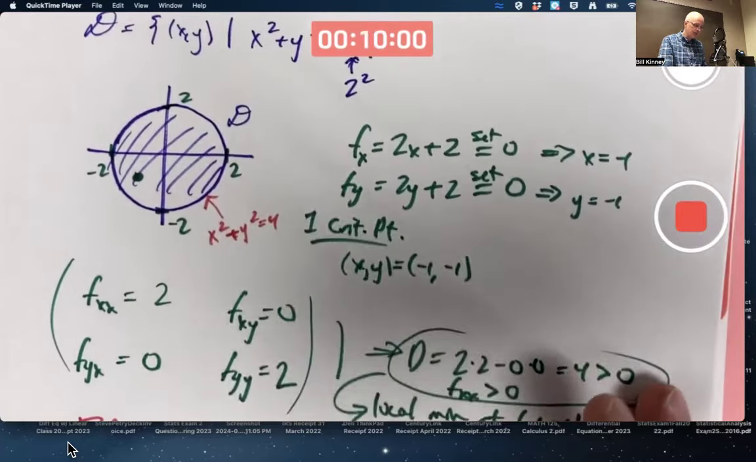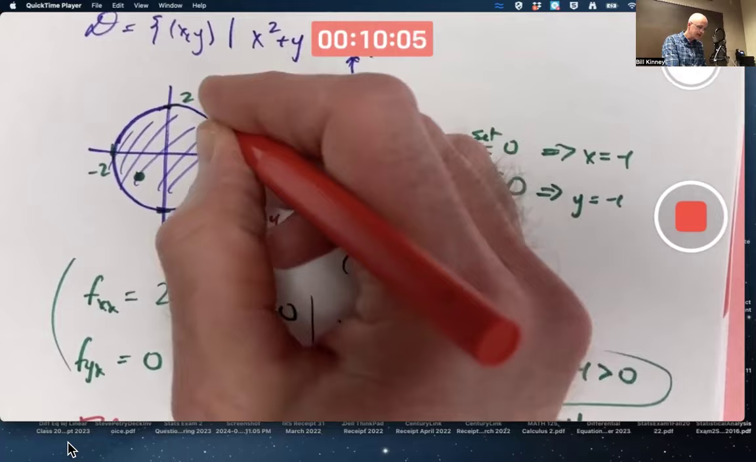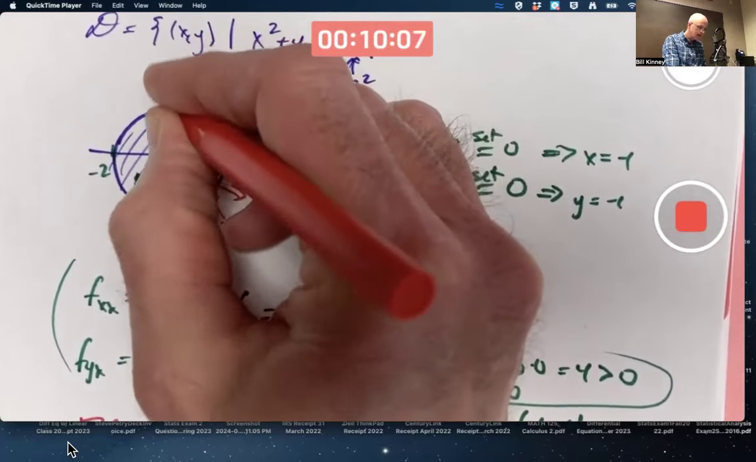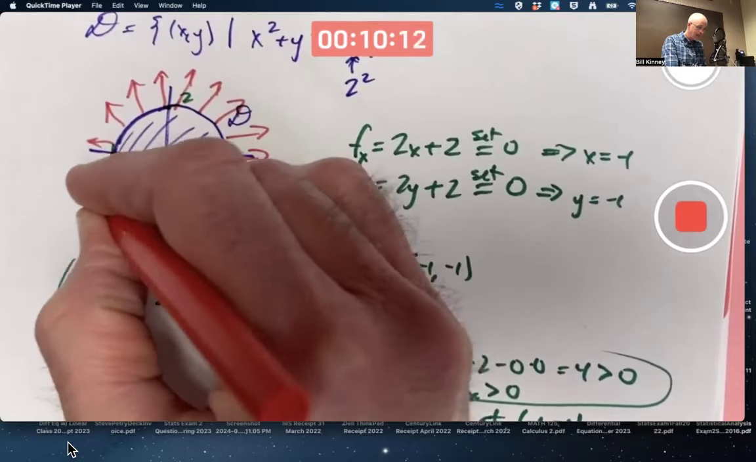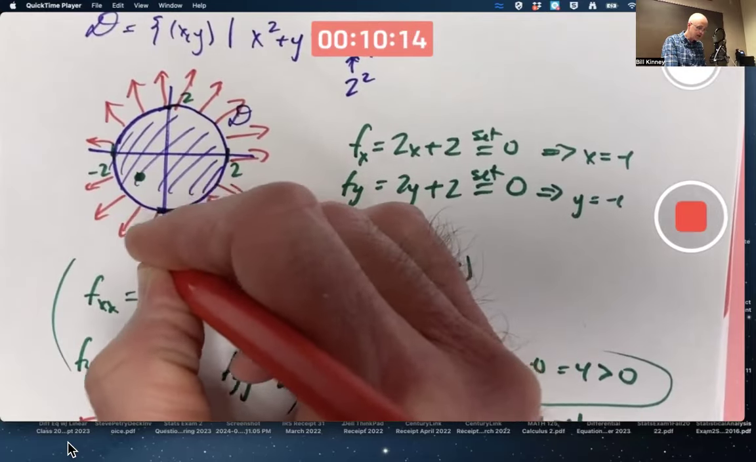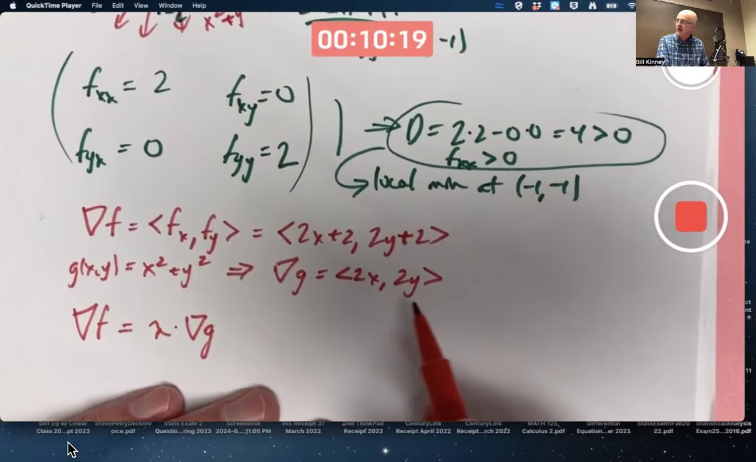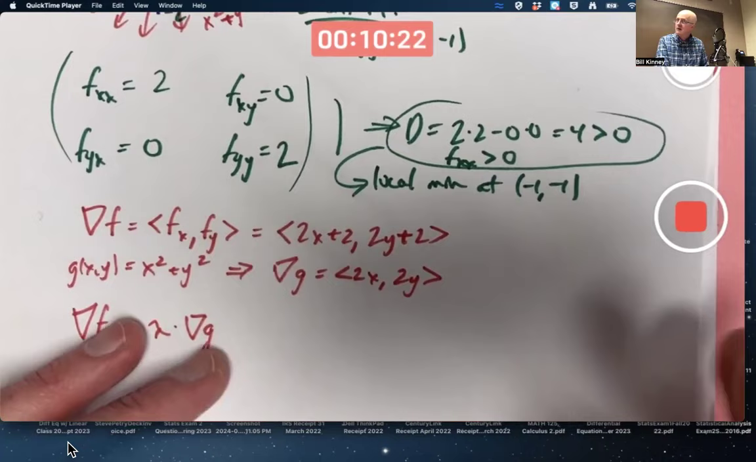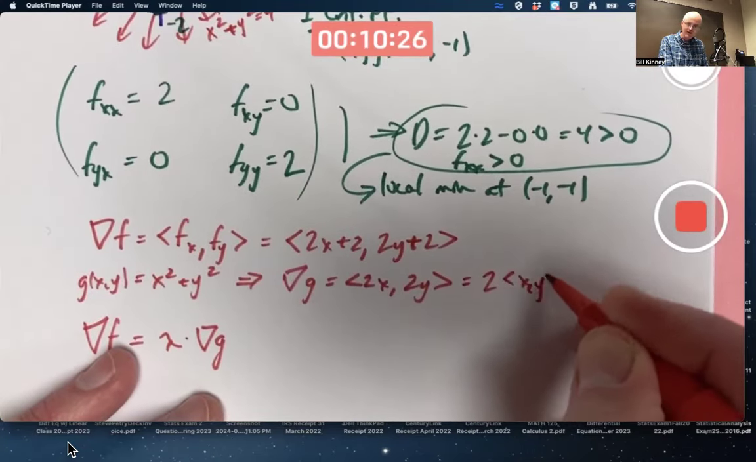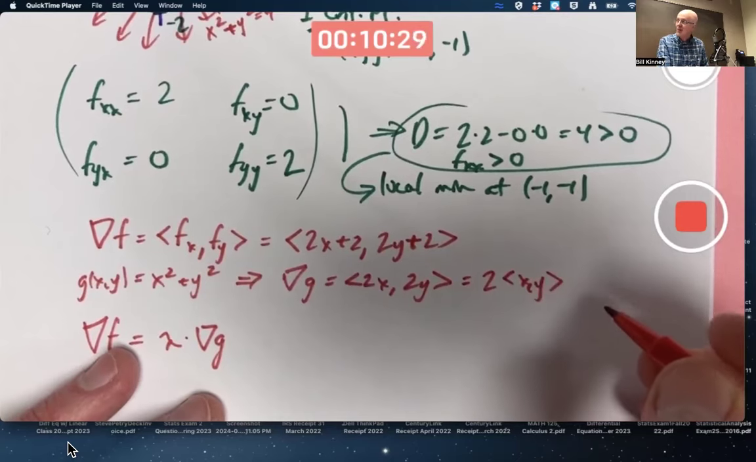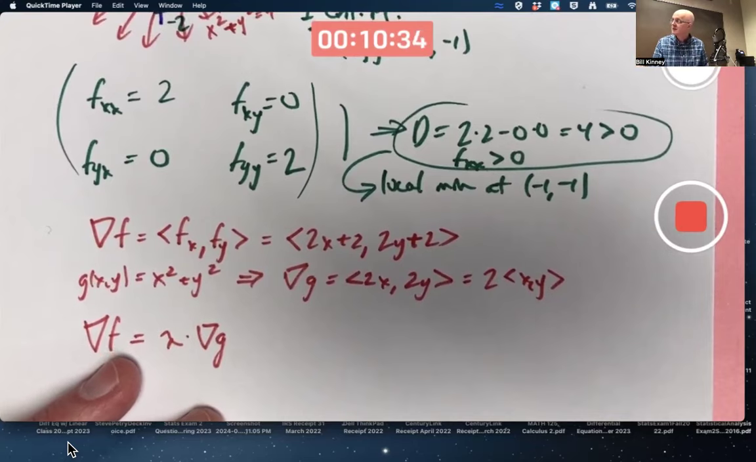G increases as you move away from the origin. The gradient of G consists of vectors that look like this. They are perpendicular to the level curve for G, and they do point outward because G increases. The gradient vector is not constant, right? It changes as X and Y change. But this is 2 times the position vector of the point XY. They point directly away from the origin. Makes sense. It's a circle centered at the origin.